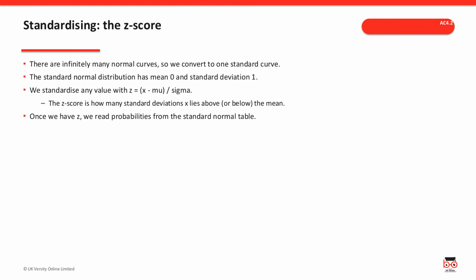Here's the snag. There are infinitely many normal curves, one for every mu and sigma, so we convert them all to a single standard one. The standard normal distribution has a mean of 0 and a standard deviation of 1. We convert any value with z equals x minus mu over sigma. That z-score simply tells you how many standard deviations x sits above or below the mean. And once we have z, we can look probabilities up in the standard normal table.